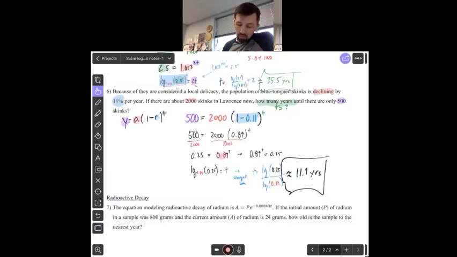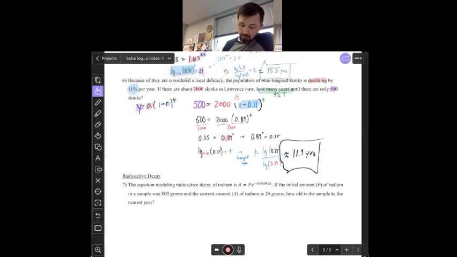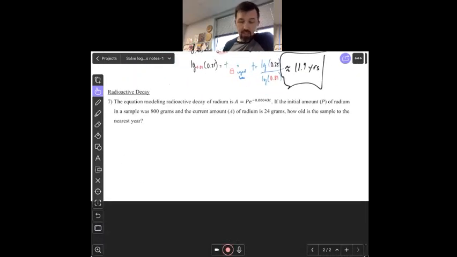So in about 12 years, there'd be maybe a critical number of skinks, and we couldn't eat them anymore, or else the population would never recover. So, all right, last one, radioactive decay, so a carbon dating type thing.